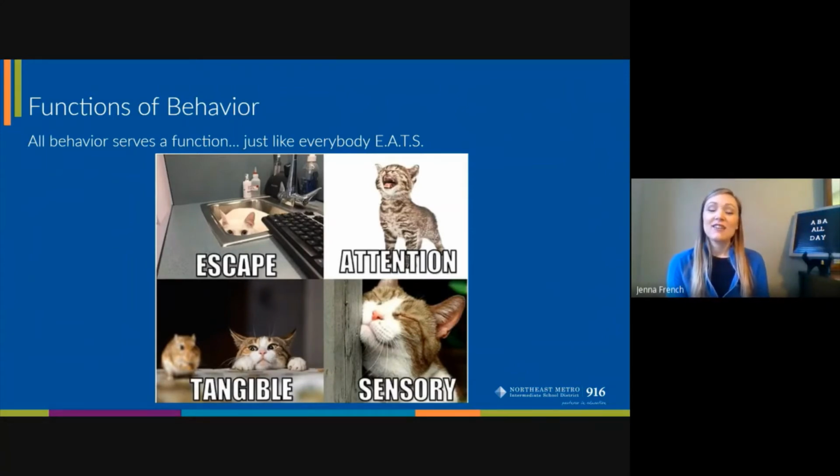And then the last one is sensory, or what we call automatic reinforcement. That's something that feels good to us that we can do to ourselves. So scratching my arm when it itches, or rubbing my head when I have a headache. Those are examples of automatic or sensory reinforcement. And here the cat is scratching itself on the pole.